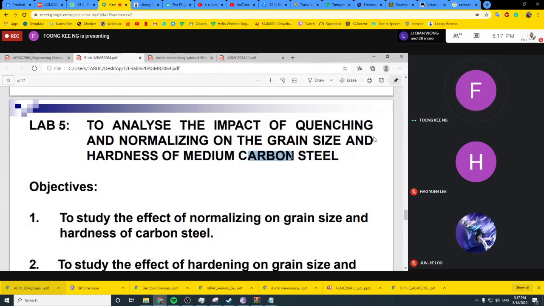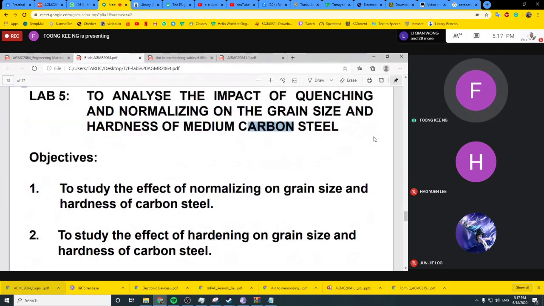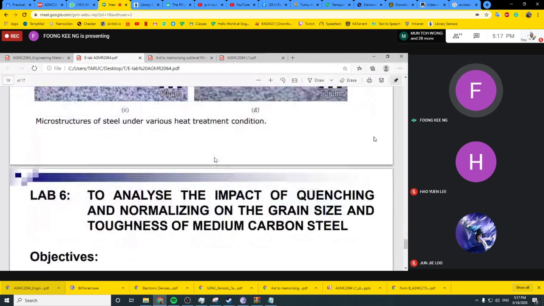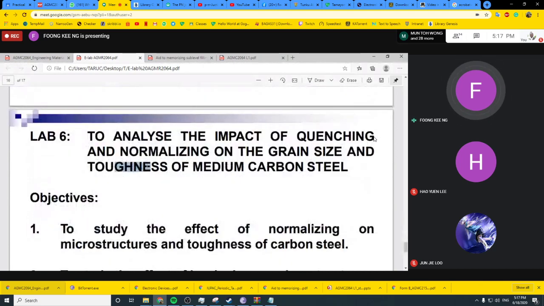Are you clear? So therefore, you can see this is testing hardness upon applying heat to the sample of the medium carbon steel. So this is one of the mechanical testing. For experiment 6, you can see the reflection. Again, we test for mechanical strength, but here it is toughness.